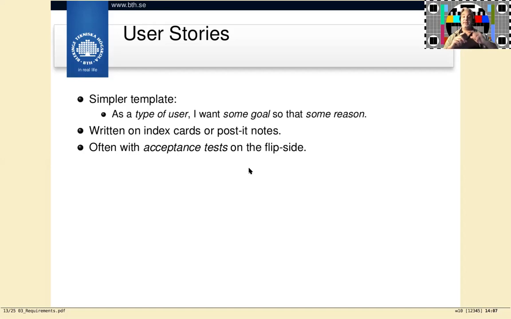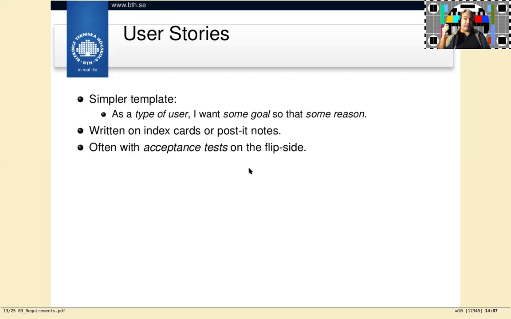Normally, you would write these user stories on post-it notes or index cards, yay big, so that you can put them on a whiteboard and you can move them around, you can prioritize them, you can talk about them, you can group them, and you can take a whole bunch of them and put them aside for now, and so on. So it's quite common that you see this written on post-it notes, or the size of post-it notes at least.